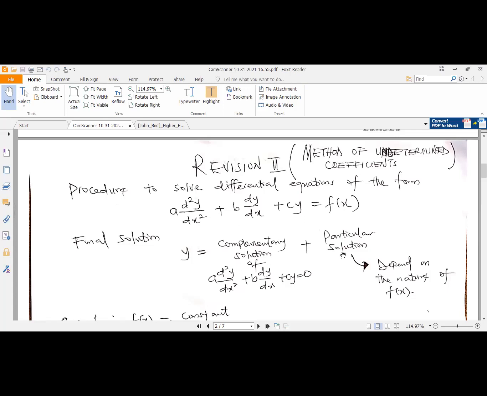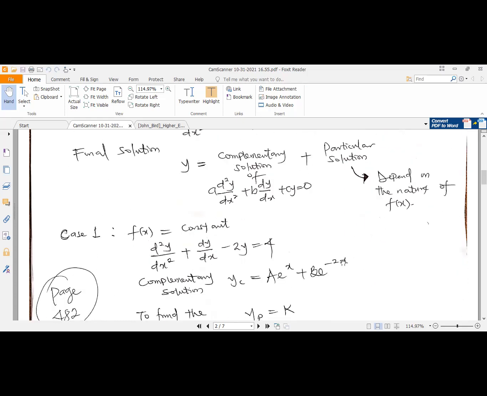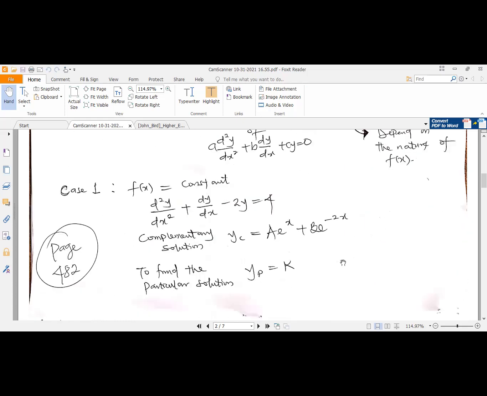Now, how do we get the particular solution? Before we obtain the particular solution, we need to assume a solution. We need to assume a particular function. And what we are going to assume will be dependent on the nature of our f of x. That is why I put that it depends on the nature of f of x. Now let's consider case number 1. This case number 1, you see it on page 482 of the textbook I shared with you. In this case, our f of x is constant. Example is here. You can see that here our f of x is 4.